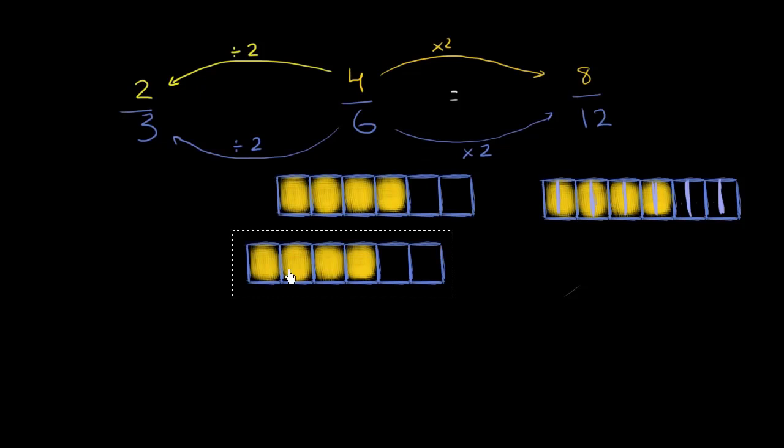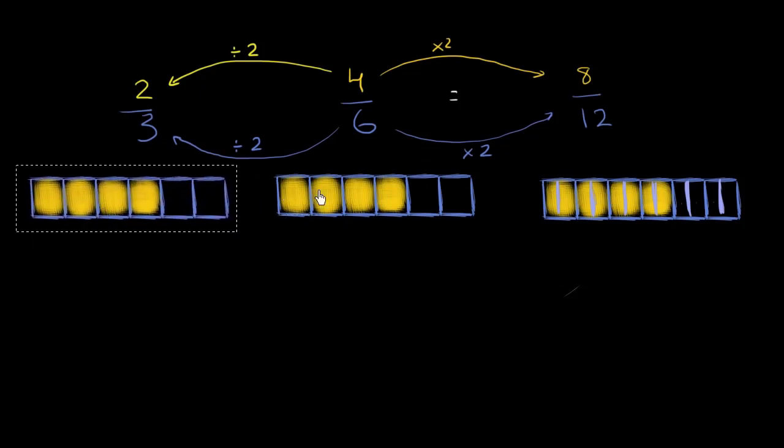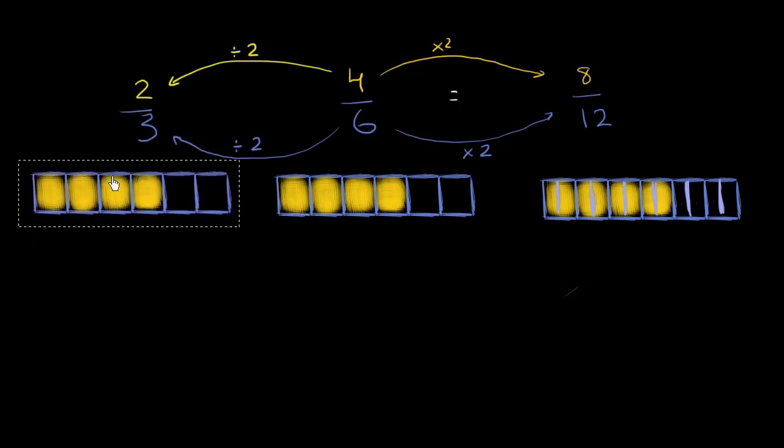Well, let's visualize that. So here, this is 6 equal sections, but now we're going to have only 3 equal sections. So we can merge some of these equal sections. We can merge these two right over here, and these two right over here, and then these two right over here. So our whole is still the same whole, but now we only have 3 equal sections, and 2 of them are actually shaded in. So these are all equivalent fractions.